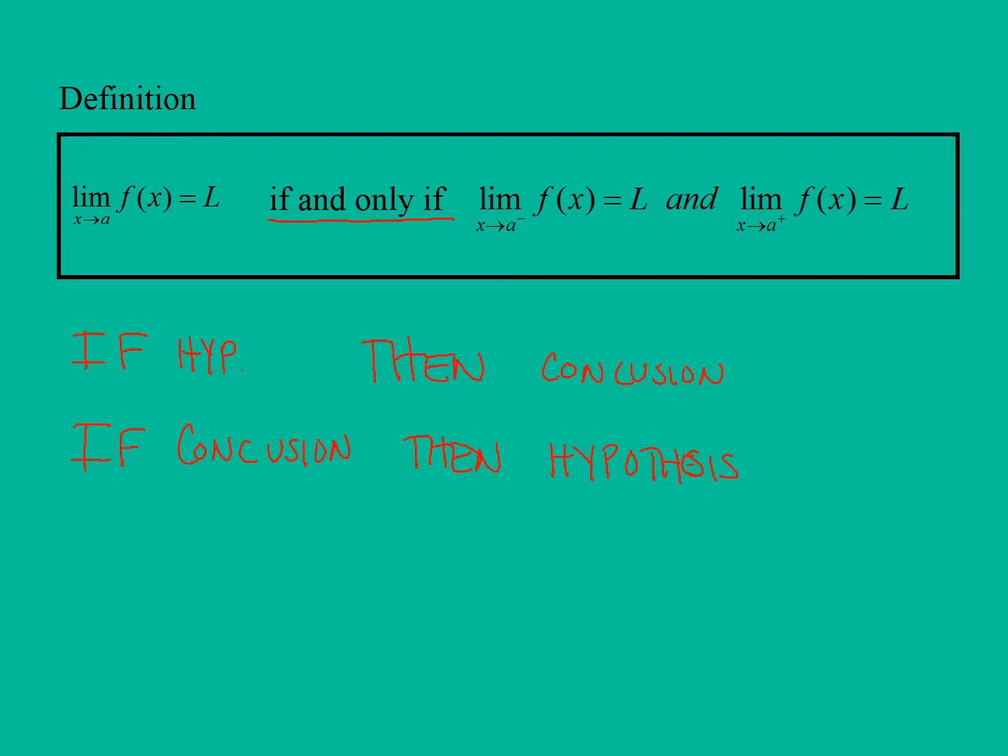For instance, if I said, if it is raining outside, then the grass is wet. True statement. What if I switched the hypothesis and the conclusion? If the grass is wet, then it is raining outside. That's not necessarily true. The sprinklers could be on. So that would not be a biconditional statement. This is a biconditional statement, so I could switch the hypothesis and the conclusion and it would still be true.